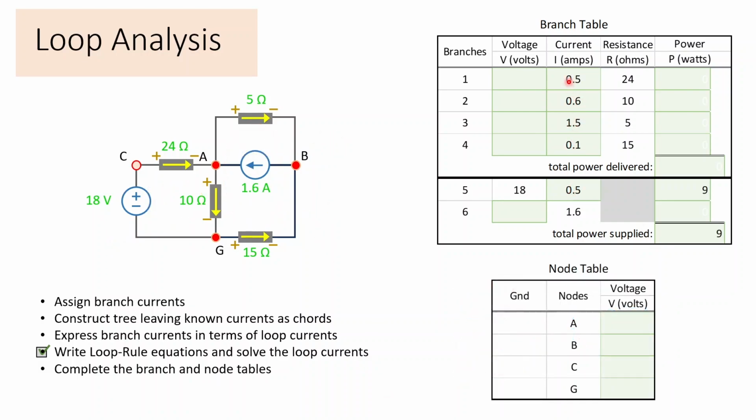We put in the known currents. We calculate volts with Ohm's law. Same as before, we've seen this a few times. We get our node table by grounding any junction. Here I'm grounding C, and that would give me minus 18 volts at G, and you can convince yourself from the branch table that the node voltages at A and B are these values.